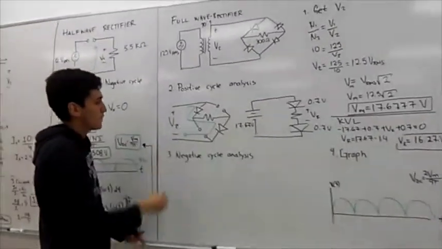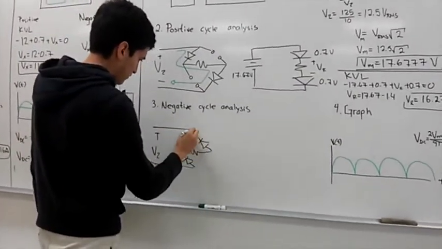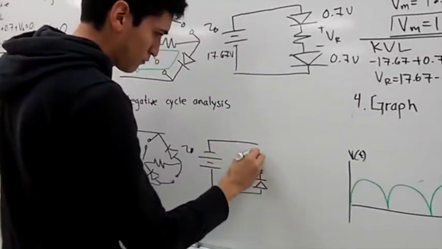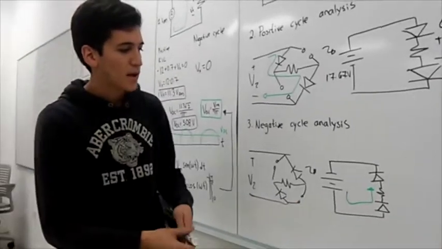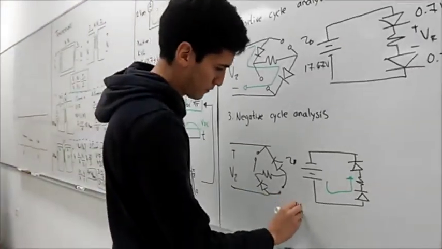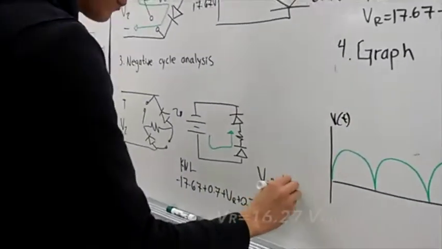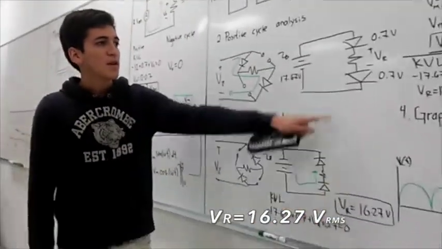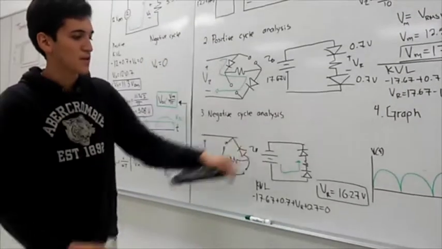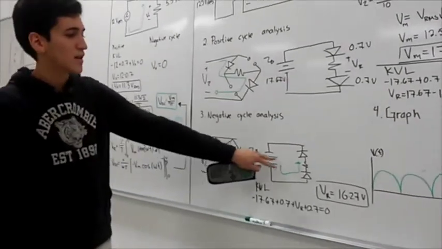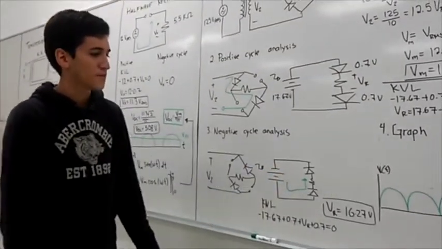So we have this here. In the negative cycle, we're going to have this circuit. We can see that KVL will result in the same result as we get here. The circuits are equivalent: we have a voltage source, two diodes, and a resistor. The same value for the voltage source and the same value for the diodes, so we have the same value for the voltage at the resistor.